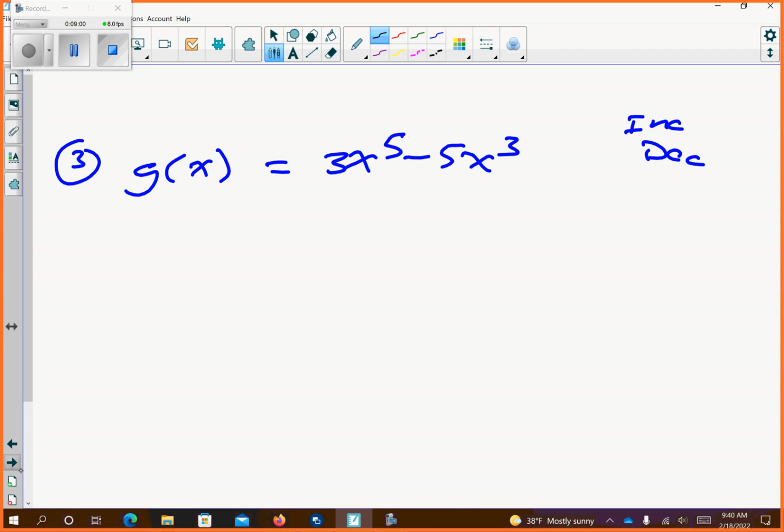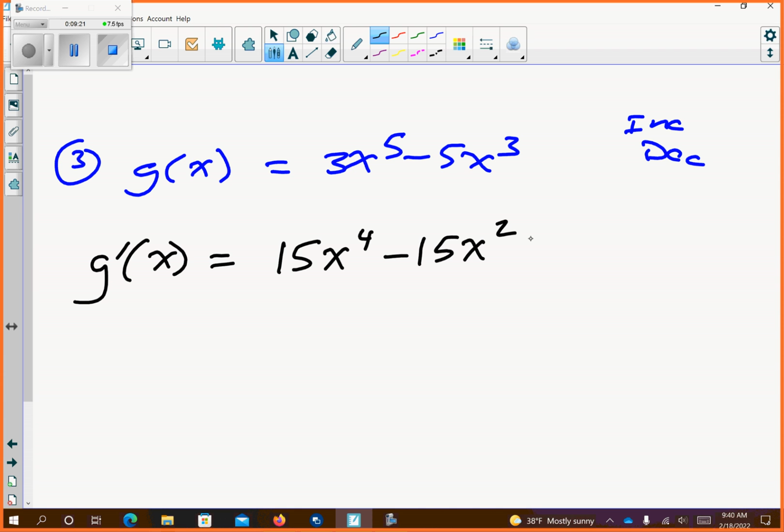All right, problem number 3. We want to see where it's increasing or decreasing. Okay, so I'm going to do it the calculus way, then I'm going to show it on Desmos, and they both should match up. So g prime of x should be equal to 15x to the 4th minus 15x to the 2nd. Did I do my derivative right? I sure hope so. So I'm going to set my derivative equal to 0.